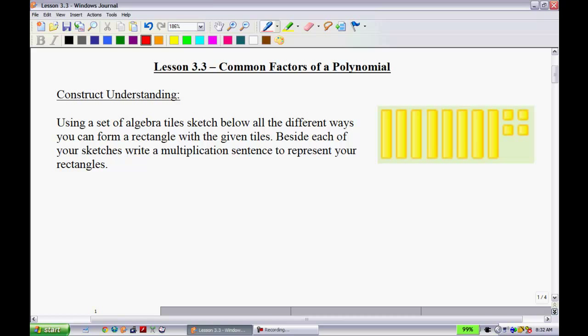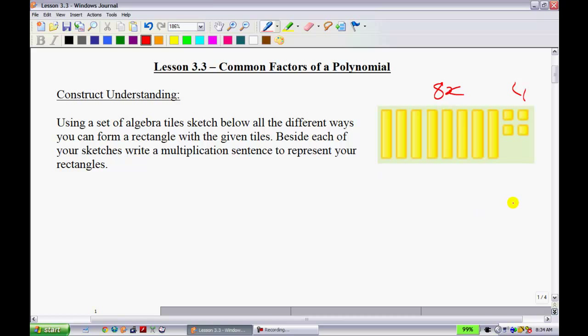Right? So the first thing I have here, it says using a set of algebra tiles, sketch below all the different ways you can form a rectangle with the given tiles. Beside each of your sketches, write a multiplication sentence to represent your rectangles. So using the algebra tiles here, I have 8 x's right there, and I have a 4. All right. So for instance, I'll show you how I could do this. I'll give one for you, and I'd like you guys to try and find the remaining ones.